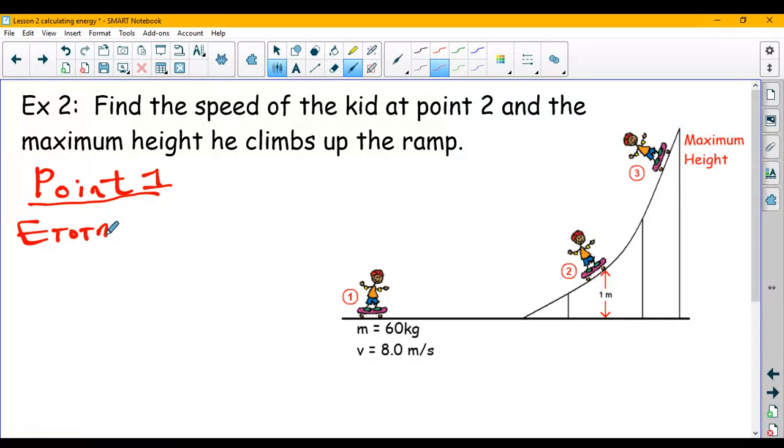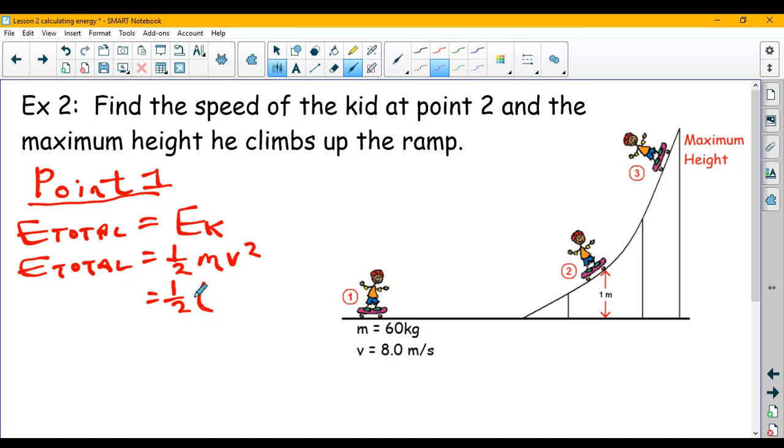And the total energy he has at point one, the only kind of energy he has is kinetic. He's not up a hill or anything yet. He only has kinetic energy, so I can find that very easily. I can just substitute in my numbers, put in my equation first, because I'm going to use 1/2 mv squared as my kinetic energy. I know his mass. They tell me that. I know his velocity. I'm going to square that, and that will let me find my total energy.